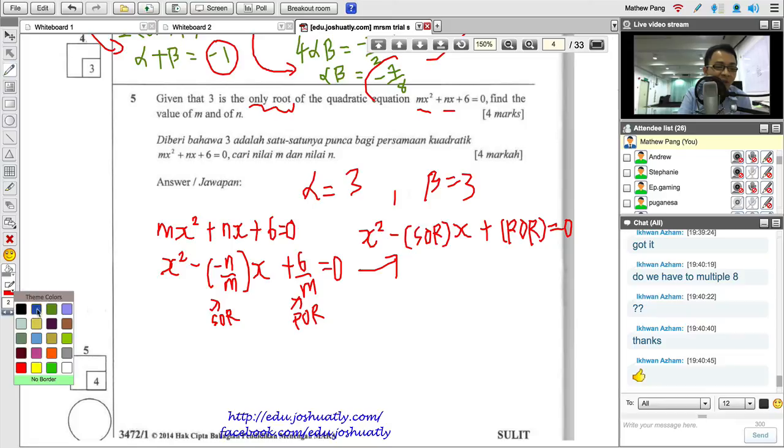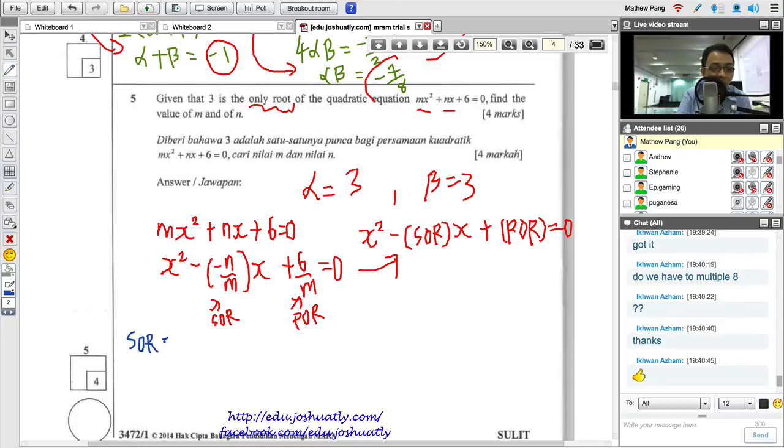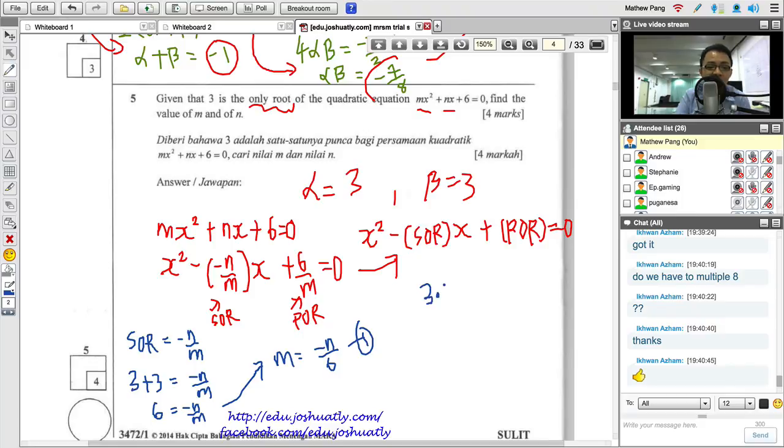So I know sum of roots will equal to negative n over m. So sum of roots will be 3 plus 3, alpha plus beta, right? So it will be 3 plus 3 equals to negative n over m. So basically 6 will equal to negative n over m. So maybe I can call it m will equal to negative n over 6. This one is my first equation. And my product of roots is just 3 multiply 3, which is 9. I will get 6 over m equals 9, so m is 6 over 9, which is 2 over 3.